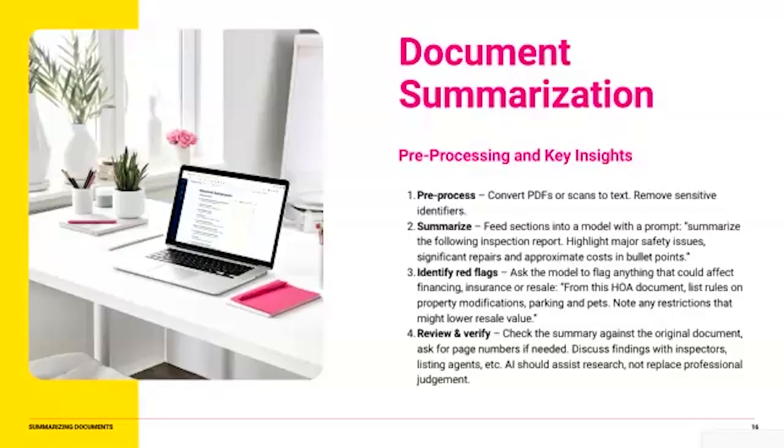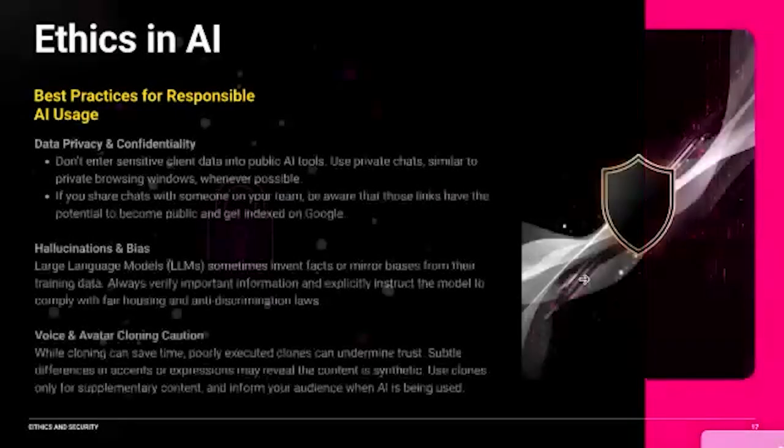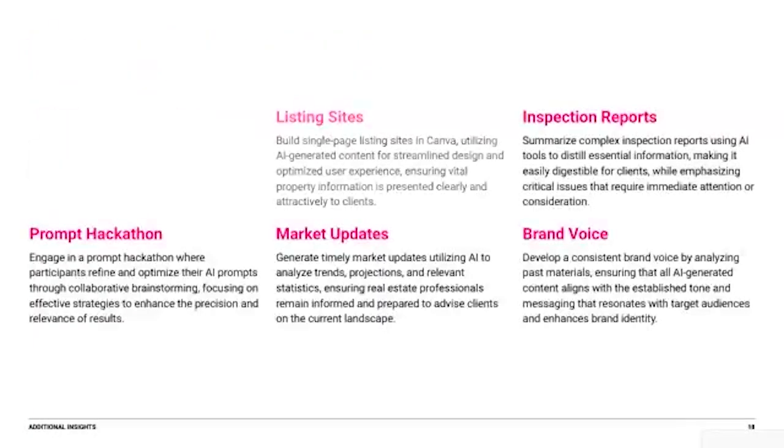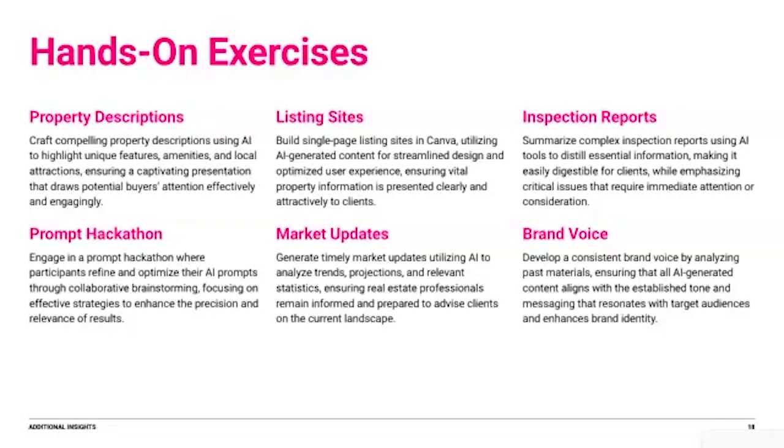Okay, so how about this? Everybody get ChatGPT open. I'm going to skip forward a little bit, and we're going to go over to the exercises. As far as the property descriptions go, does anybody have a listing that they want to work on, or does anybody have a listing coming soon? The address they want to provide?